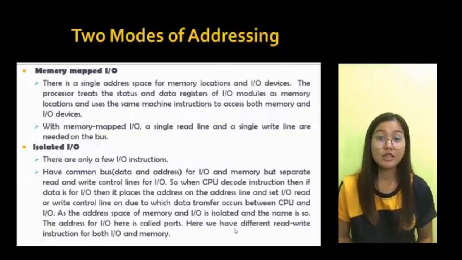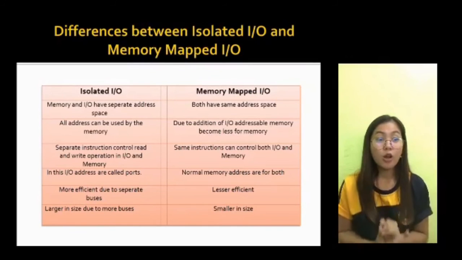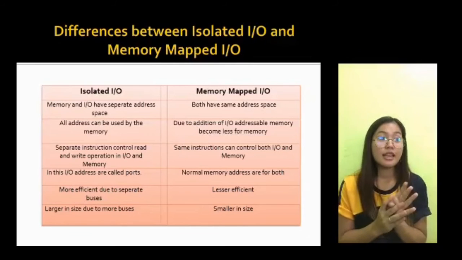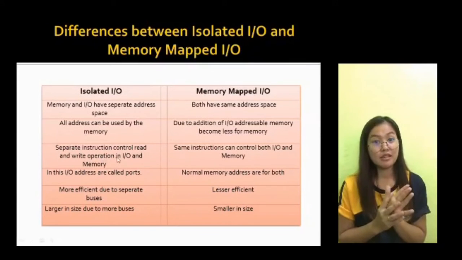So to fully understand the two modes of addressing, I have here the differences between the two. First, let's tackle isolated I/O. In isolated I/O, memory and I/O have separate address spaces. Second, all addresses can be used by the memory. There are also separate instructions to control read and write operations in I/O and memory. And then the I/O addresses are called ports. Isolated I/O is more efficient due to separate buses and is larger in size due to more buses.